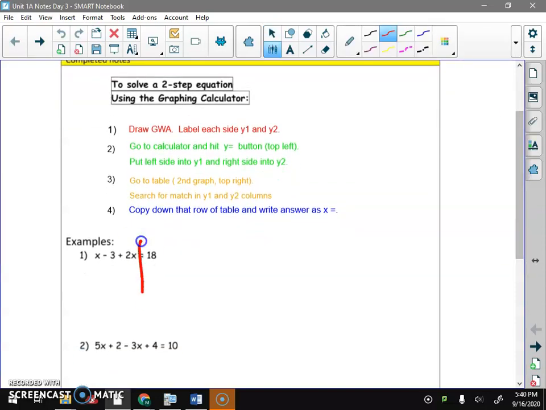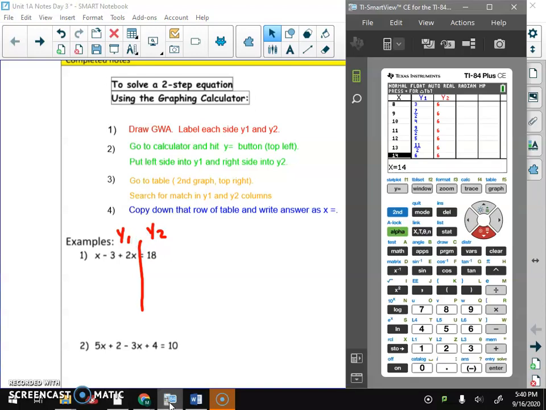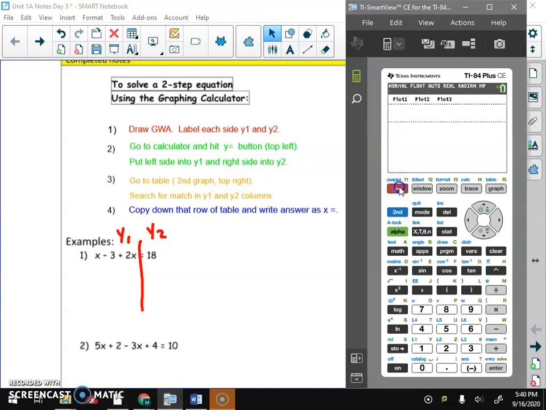Draw that Great Wall of Algebra, y1, y2. Go to our calculator. It's right here. Hit the y equals button. If there's stuff in there, clear it out. y1 is going to be x minus 3 plus 2x. And y2 is going to be the number 18.